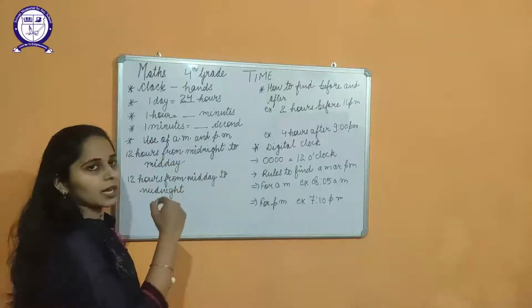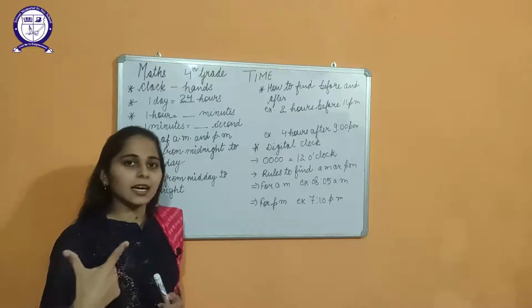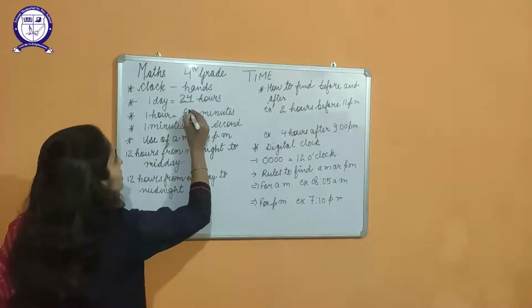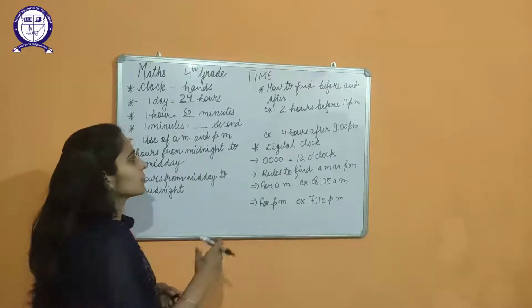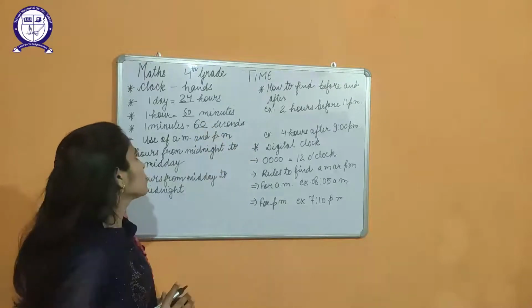And that 12-hour clock completes 2 rounds in 1 day. So it means how many hours are there? 12 plus 12, 24. So 1 hour is equal to how many minutes? 60 minutes. So 1 hour consists of 60 minutes. 1 minute consists of dash seconds. How many? 60 seconds.